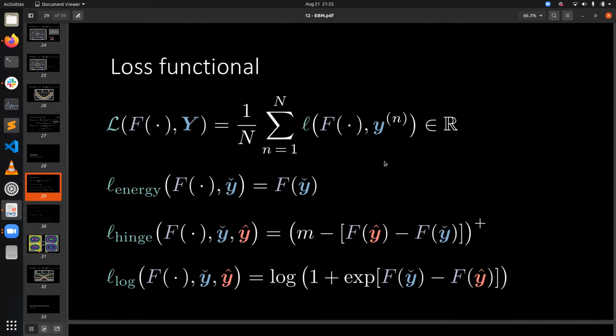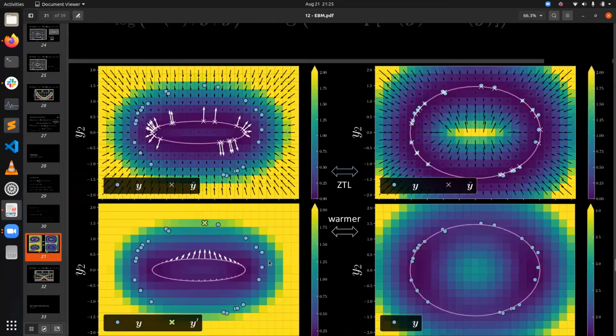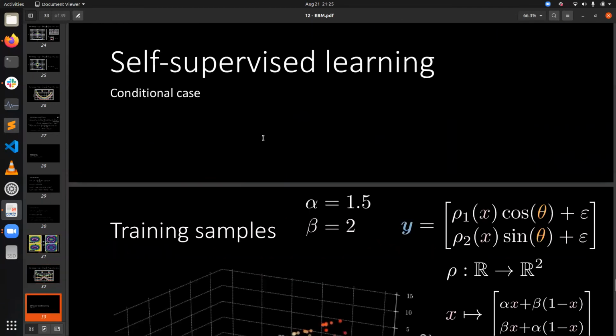Right. So okay. Yeah, that makes sense. And then he calls this part self-supervised learning.